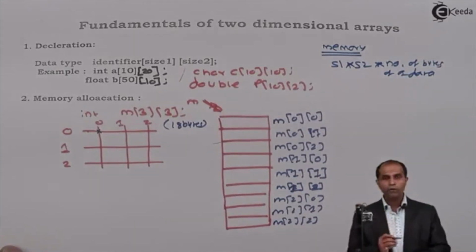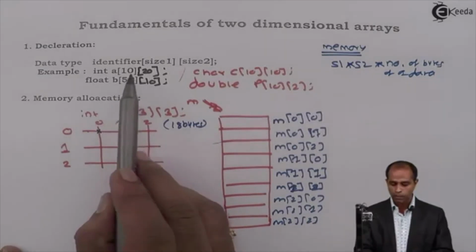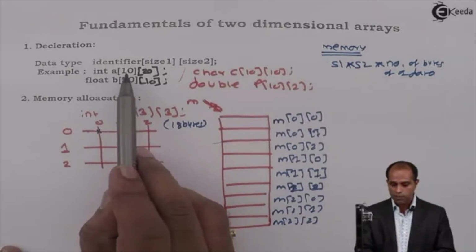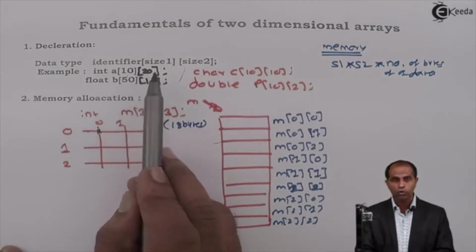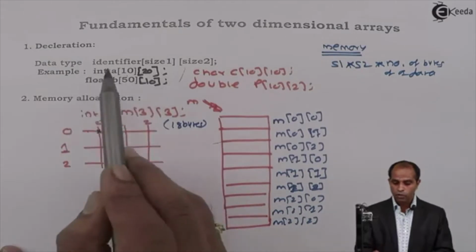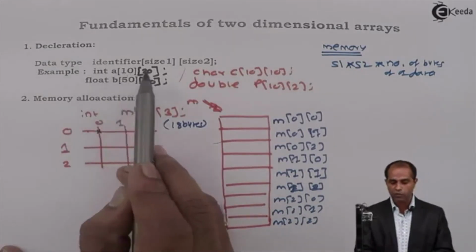So now you have to tell me the size of these numbers. Multiply this. I have size 1 as 10, size 2 as 20. So 10 multiplied by 20 is 200. 200 multiplied by 2 is 400 bytes. So the total memory which is consumed by A is 400 bytes.